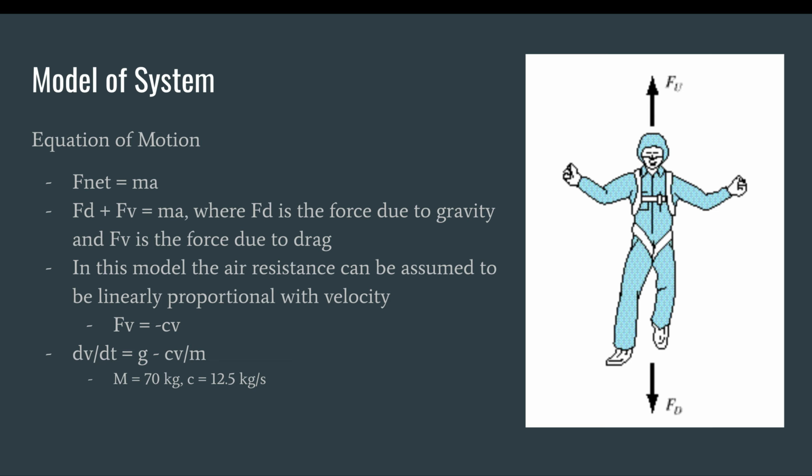Finally, with this information, we can derive the equation of motion, which is the change of velocity over change in time, is going to equal the gravity constant minus our drag coefficient times velocity divided by the mass of the user. So our m is going to be 70 kilograms and our c is going to be 12.5 kilograms per second, based on data from a previous experiment.